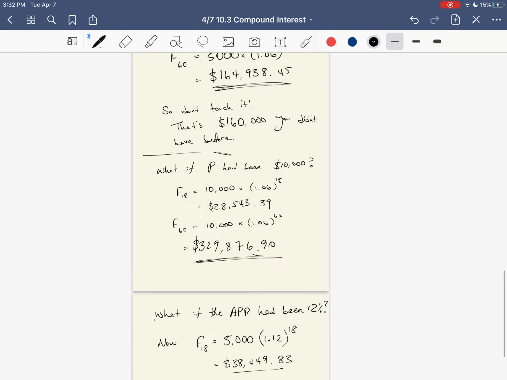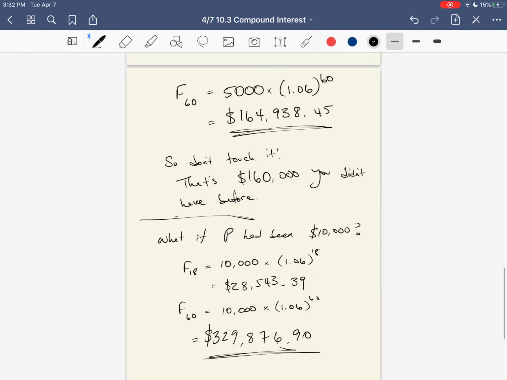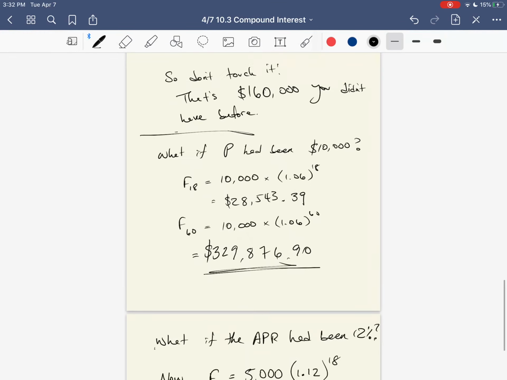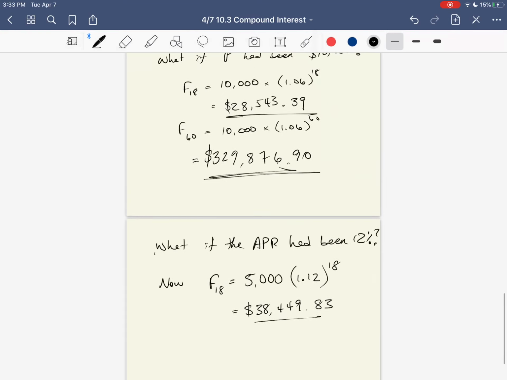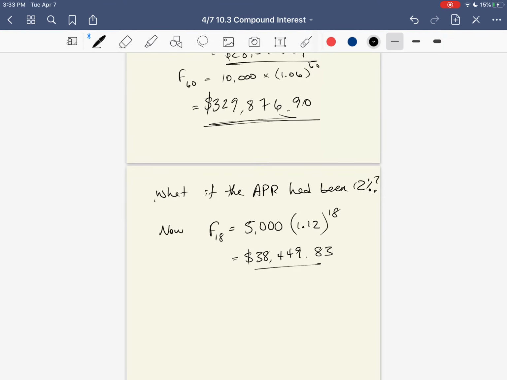Okay, so how does that compare? That's actually higher than we would have had after 18 years with $10,000 invested. So already you can see that the APR makes a much bigger difference than the initial investment. So pay a lot of attention to your percentages when you get a loan or an investment, not just the amount that you're investing, because those percentages are what really make the big changes. And we'll see that when we do F60 here.